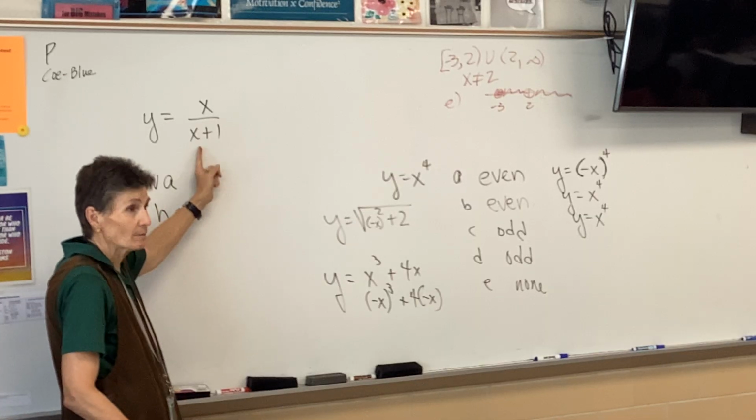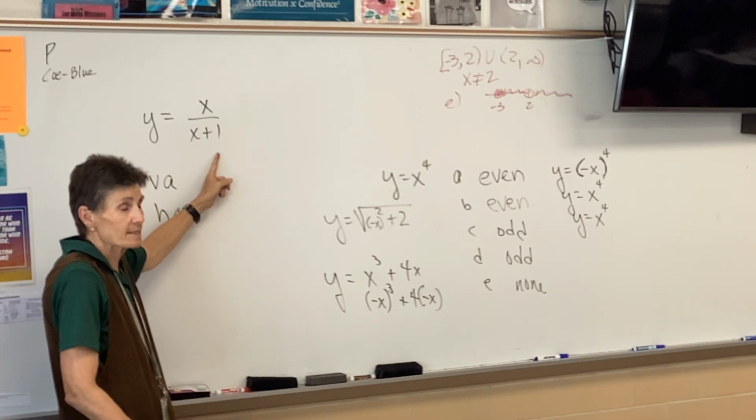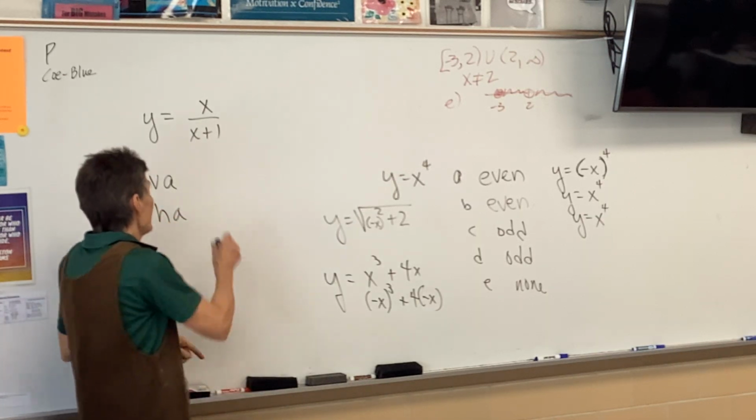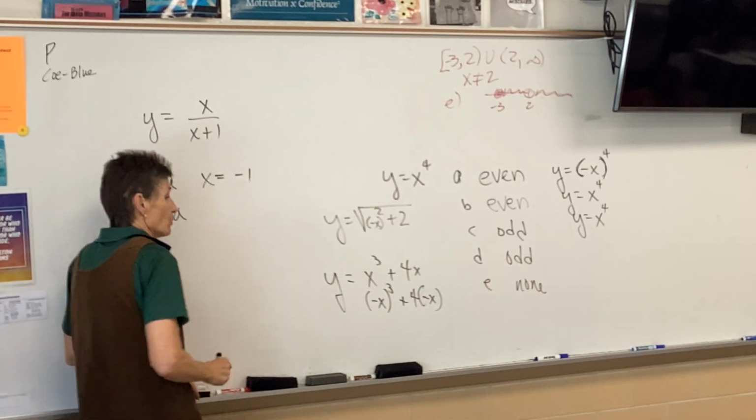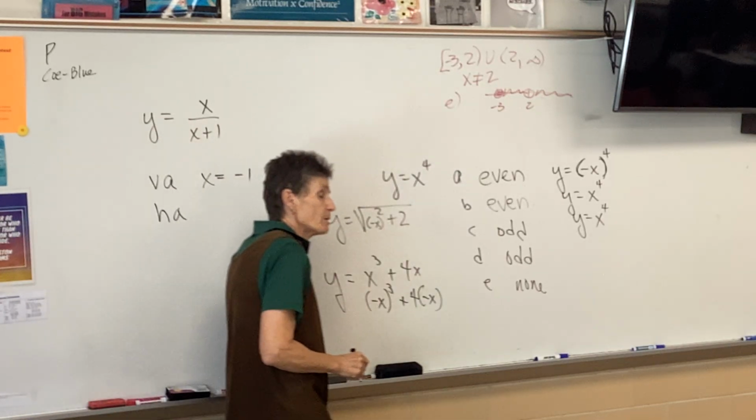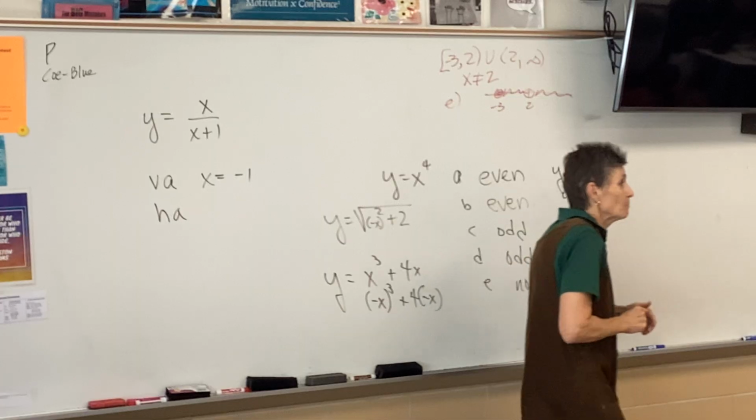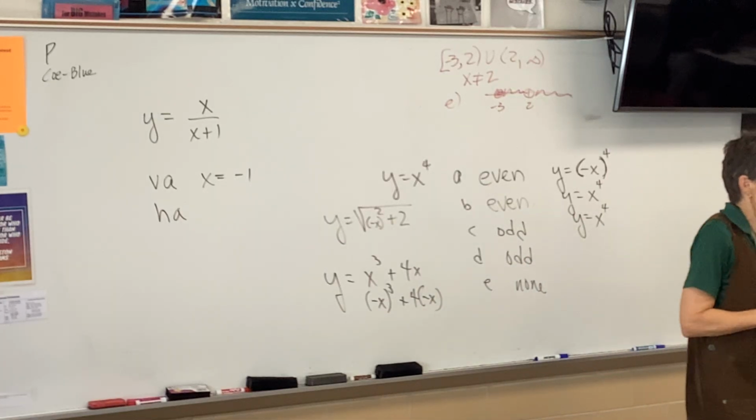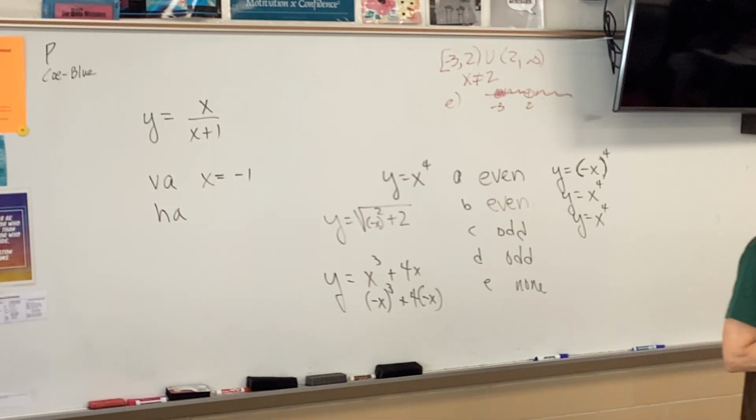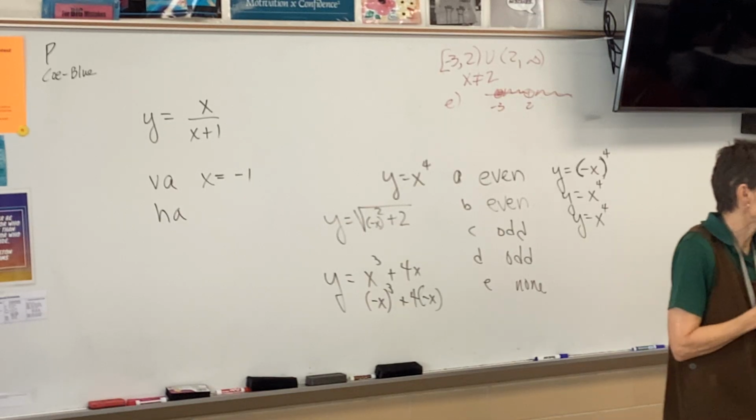Will that cancel out? So what can x not be? x equals -1 is your vertical asymptote. Vertical asymptotes are the cannot-be values. x cannot be -1. We already talked about that in terms of domain, and now we're talking about it in terms of vertical asymptote. They're the same thing. If you're a cannot-be, you're not part of the domain, and you are a vertical asymptote.